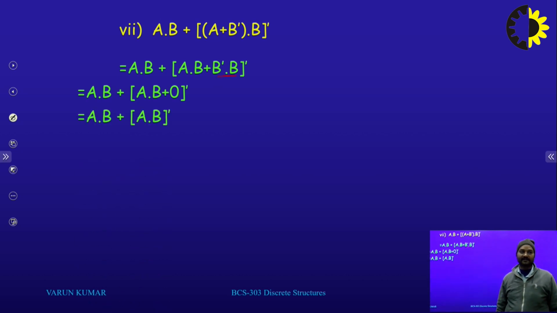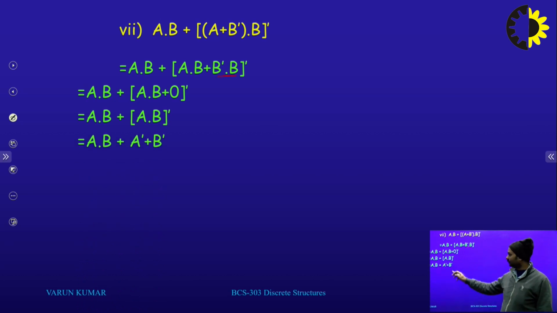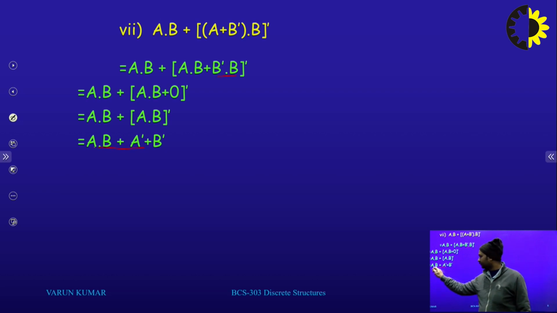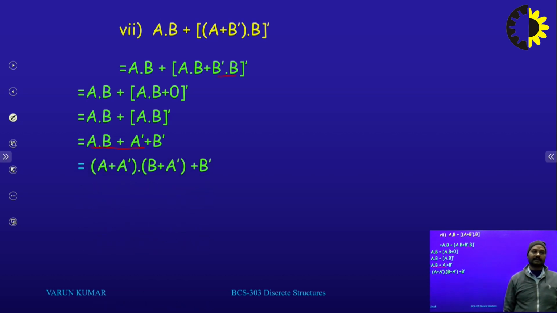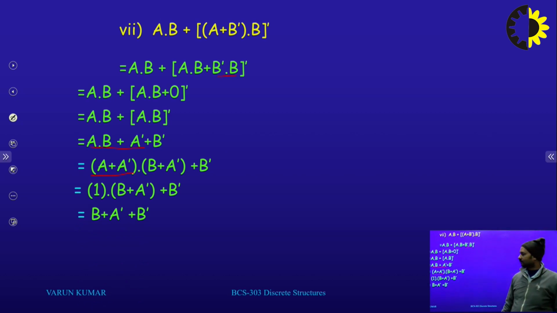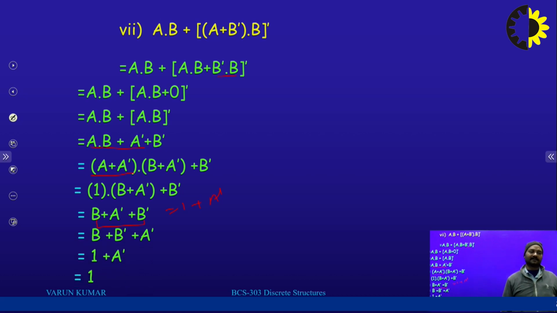Then (AB)', that becomes dot converted into plus, literal converted into literal bar. Then again we use the distributive formula between them. Then what we will get, that is (A + A')·(B + A'). This becomes 1, 1 dot something, that we will get again B plus A'. Then again B plus B' becomes 1, 1 plus A'. The result is 1 plus A', 1 plus something, the result is 1 always. So the result is 1.